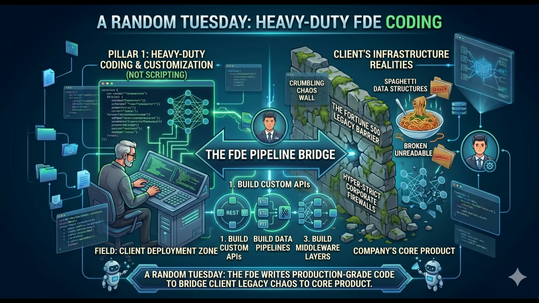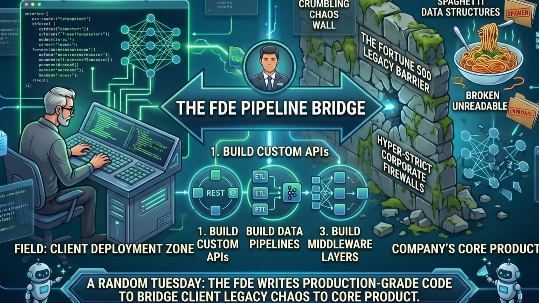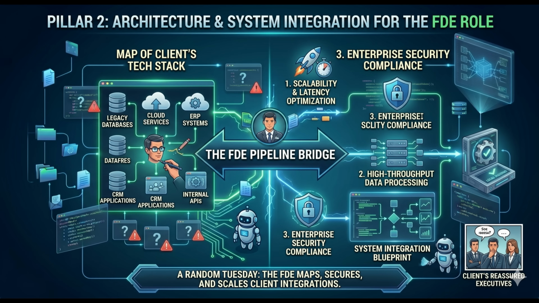Pillar 1. Heavy-duty coding and customization. FDEs are not doing lightweight scripting. They are writing production-grade code. They build custom APIs, data pipelines, and middleware layers that allow their company's core product to play nice with the client's infrastructure.